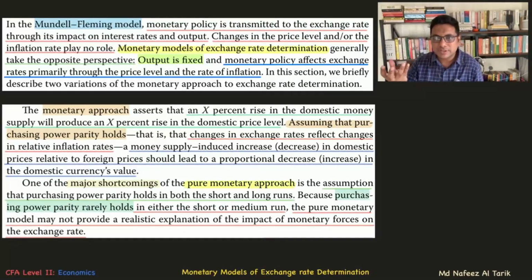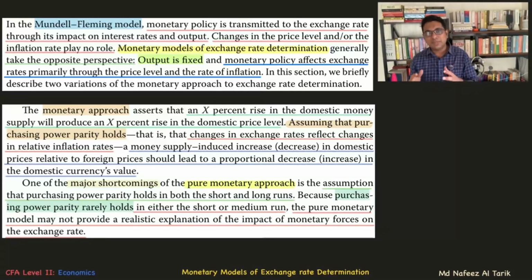The quantity theory of money says the same thing. So if we increase domestic money supply by X%, that will produce an X% rise in domestic price level. If we assume that purchasing power parity holds, then according to the monetary models, changes in the exchange rates reflect changes in the relative inflation rates.